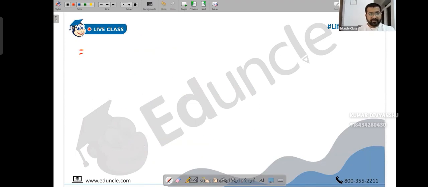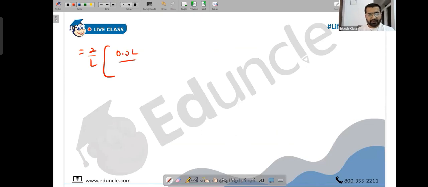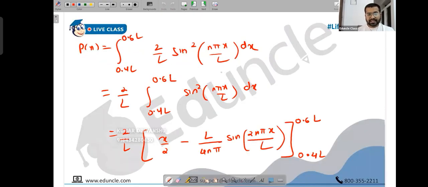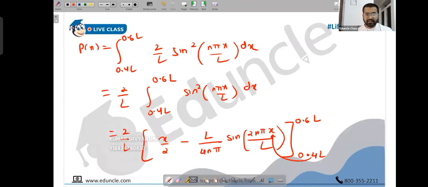Let's substitute and calculate. So what do we have? 2 by L into upper minus lower, 0.6L minus 0.4L. That's 0.2L upon 2, minus L upon 4 n pi into upper minus lower. So sine of 2 n pi x by L, x is 0.6L. L gets cancelled out. So you just have sine of 2 n pi 0.6, minus sine of, when you substitute 0.4L, L gets cancelled.